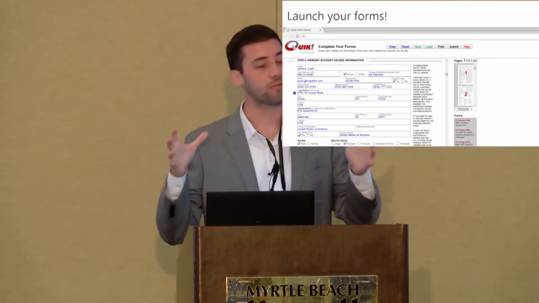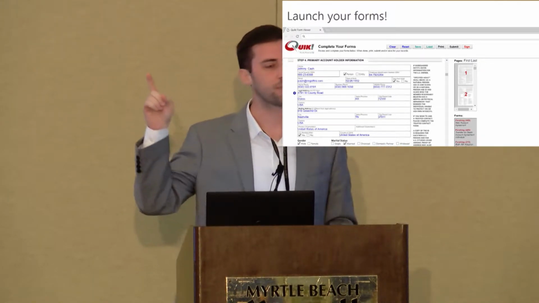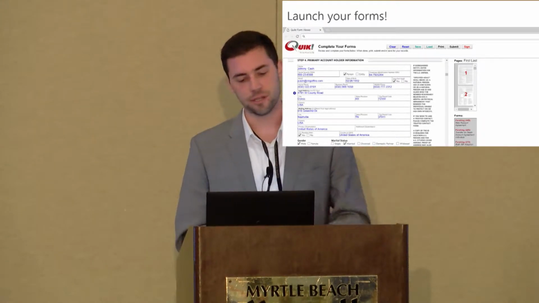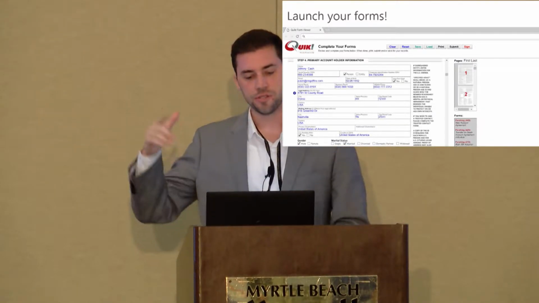So if you want to take this form from your browser, you want the PDF of it, you click print. It downloads that PDF. From there, you can print it out, maybe save it to your computer, whatever you need to do. Also, that red sign button.